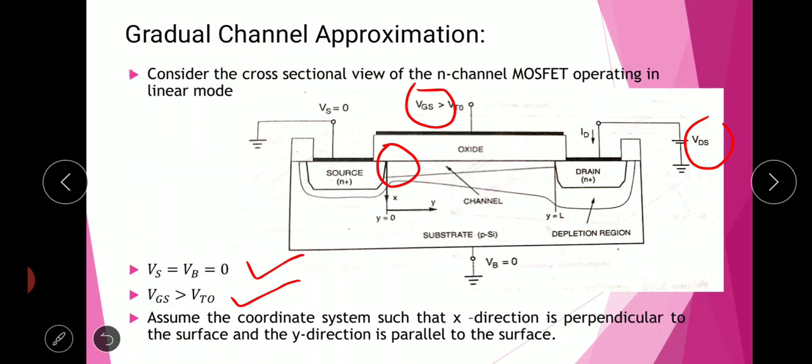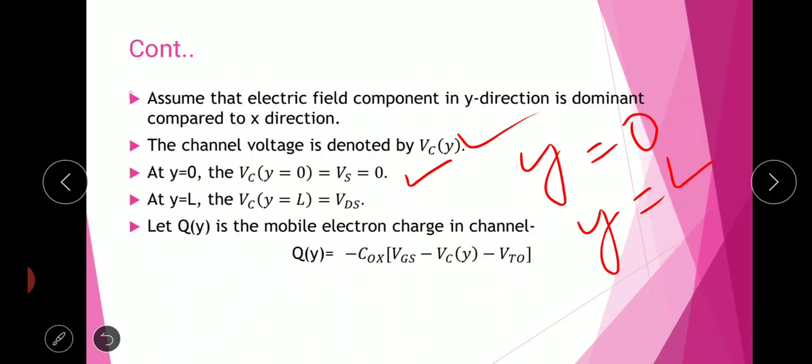But when y equals L, this is the last point of the channel, because the channel length is L. This point is connected to the drain terminal, and we know we apply the VDS value to the drain. Because of that the channel voltage at y equal to L we consider as VDS.